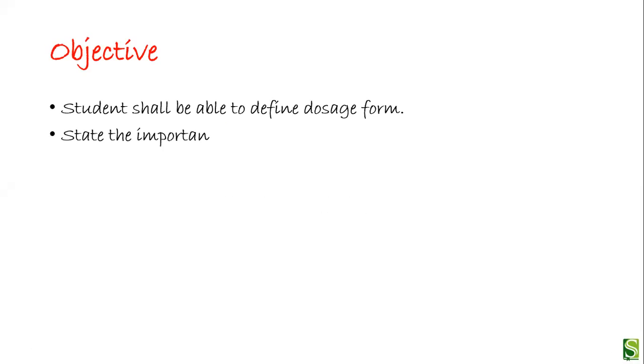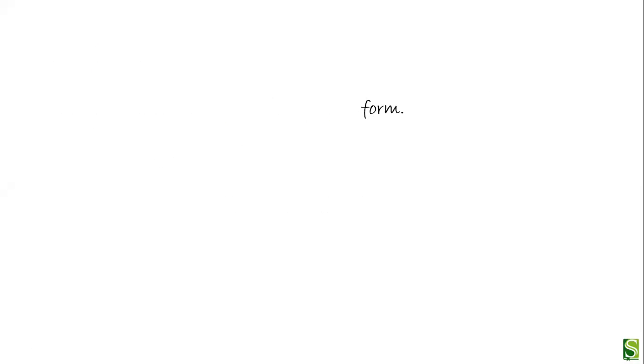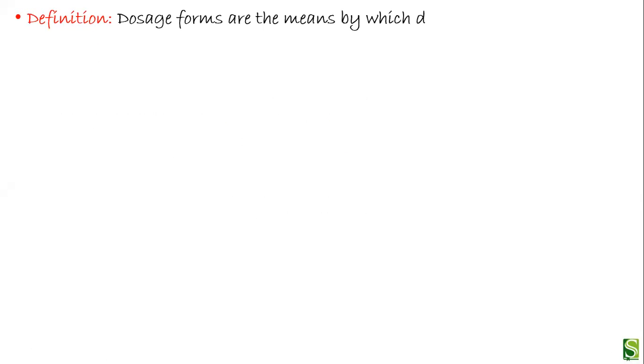The objective of this particular topic is that the student shall be able to define what exactly the dosage form is. He will be able to state the importance of dosage form. Student can classify various types of dosage forms. Now let us see what exactly dosage form is.